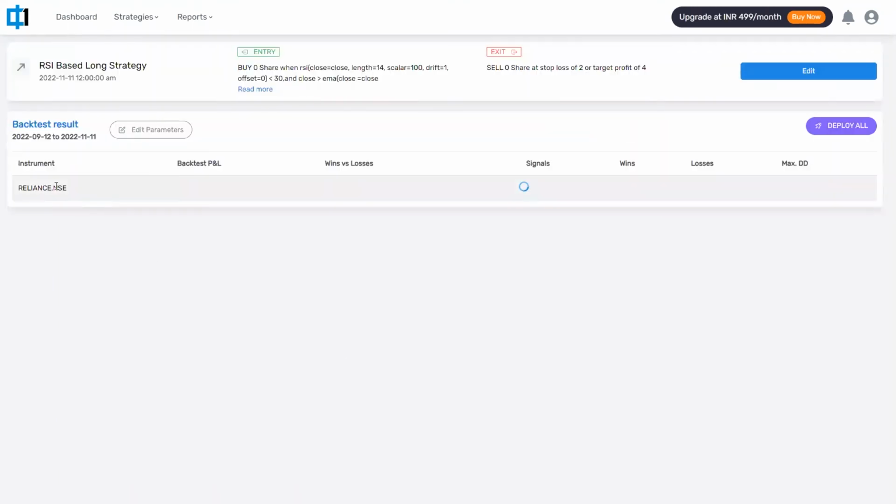So we created a strategy that takes in RSI, adds a confirmation that I only take trades when the close is above the 200-day moving average, exponential moving average in this case, and then buys when the RSI is oversold, and then puts a stop loss of 2% and a take profit of 4%. As soon as it completes, you'll have the P&L.